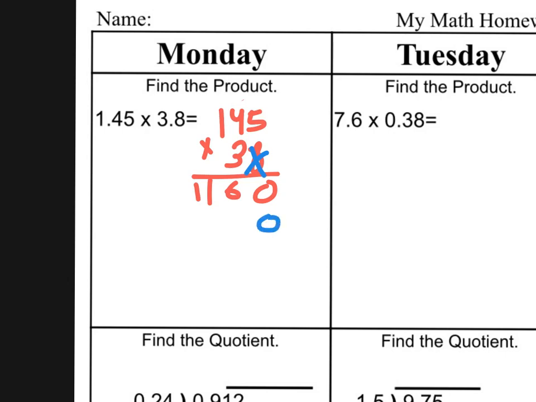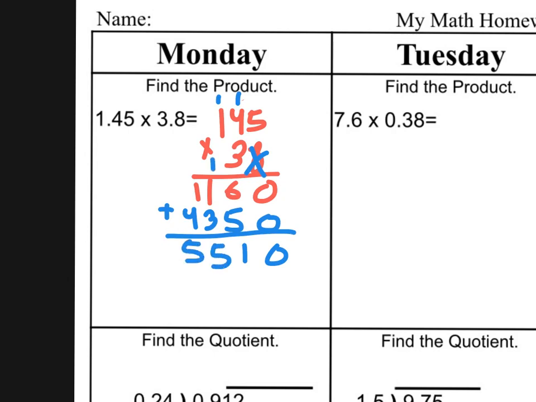3 times 5 is 15, carry the 1. 3 times 4 is 12, add 1 makes 13, carry the 1. 3 times 1 is 3, add 1 makes 4. These are our two partial products, add them up. You get 0 here. You got 11, carry the 1. You got 5 and another 5.